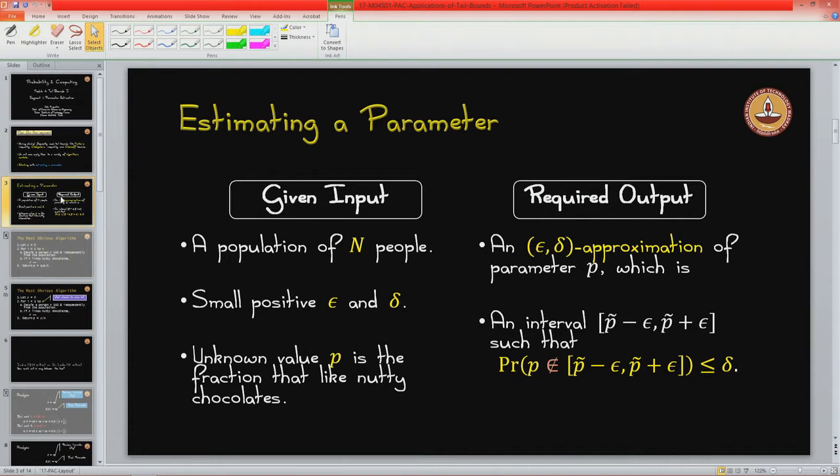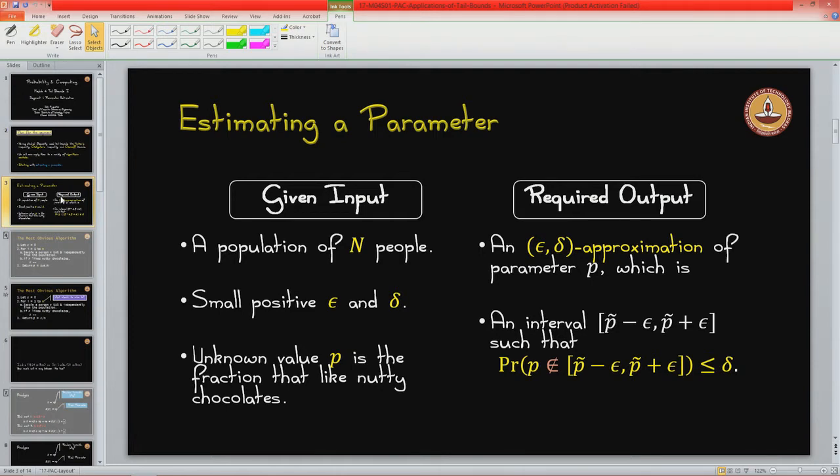who like something, say nutty chocolates. Okay. So more practically, it will be used to estimate, for example, the people who want to vote for or against a certain policy or something. And what is this epsilon and delta? They are specifying the accuracy with which you want to estimate this parameter p. So, in particular, you want an epsilon delta approximation of the parameter p.